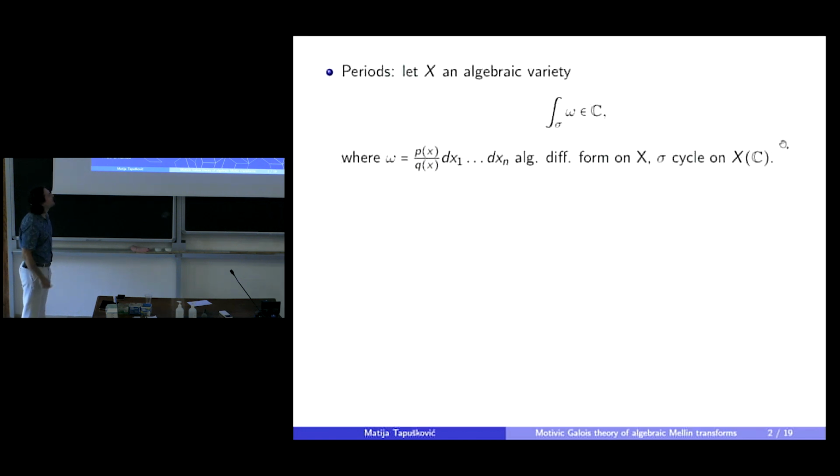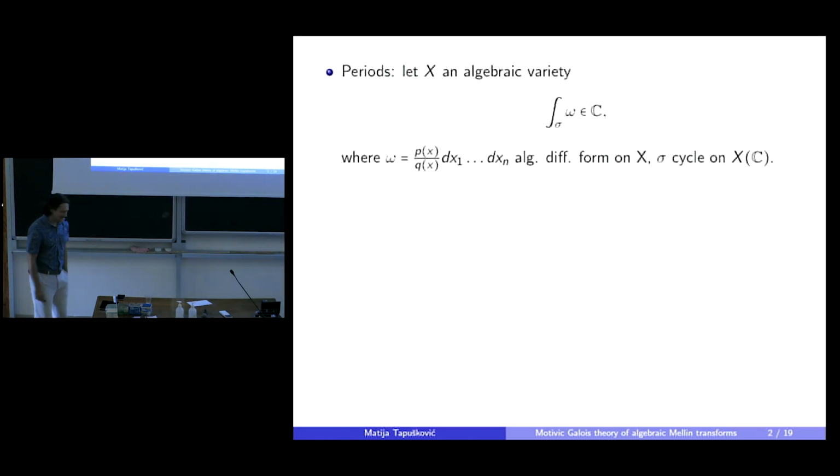All right. So mainly we will be talking about periods, which are integrals of this shape, where omega is an algebraic differential form. So we have here P, a polynomial in x1 to xn over Q. It's an algebraic differential form on some algebraic variety X. And we integrate that over sigma, which is some n-cycle on the complex points of that algebraic variety.